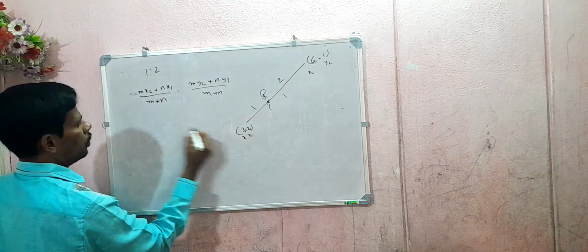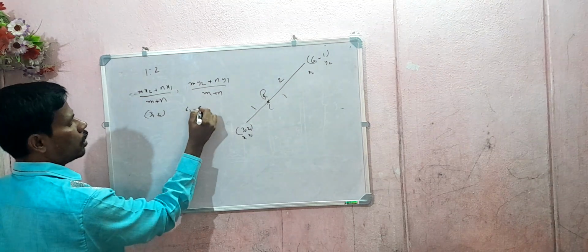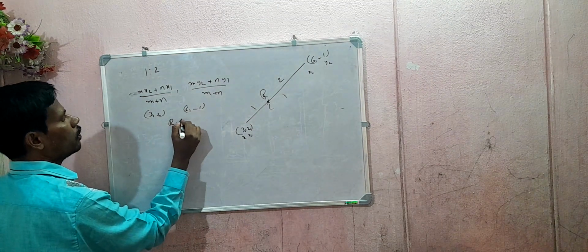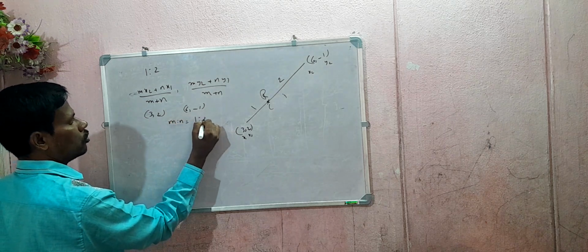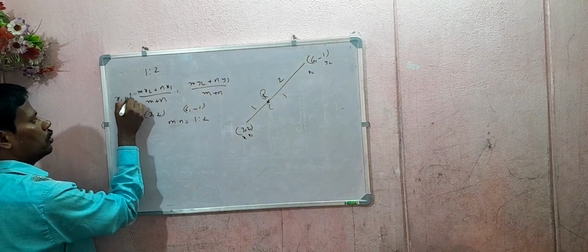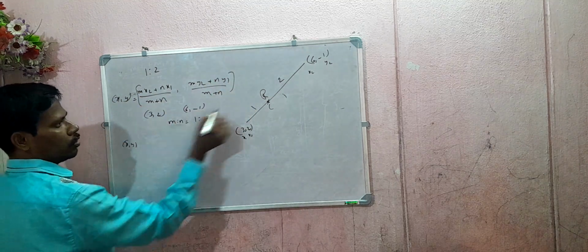This is x1, y1: 3 comma 2, and this is 6 comma minus 1. The ratio is given as, what is the ratio? m is to n is equal to 1:2. Simply you need to replace in this. So x comma y means you will get this coordinate.